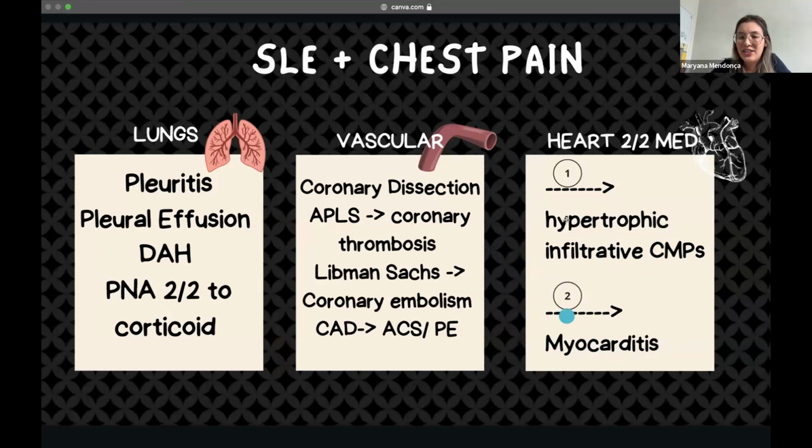I did not include the medications here on purpose because I would like to ask you if you remember which medications could cause cardiomyopathy or myocarditis. You can write in the chat. I'll be looking here.